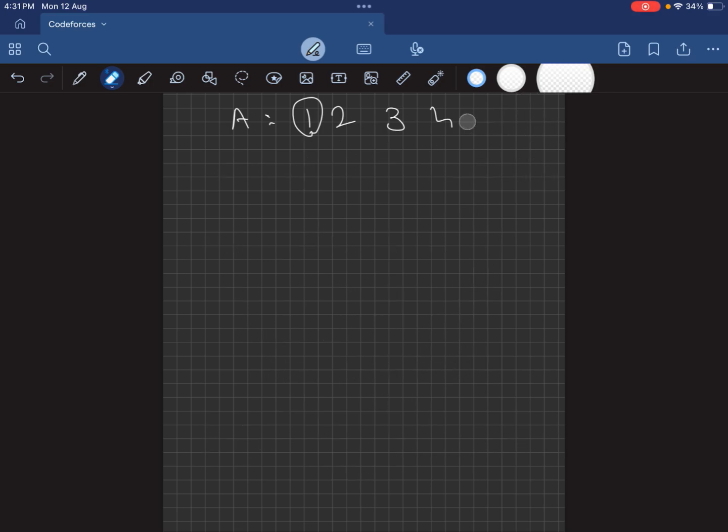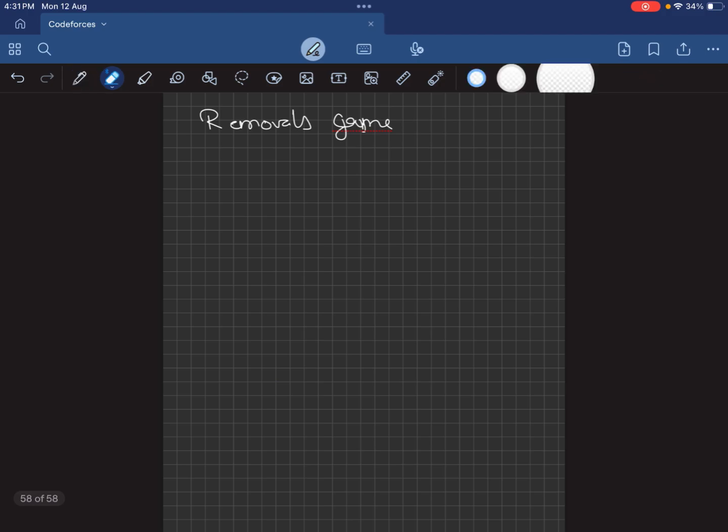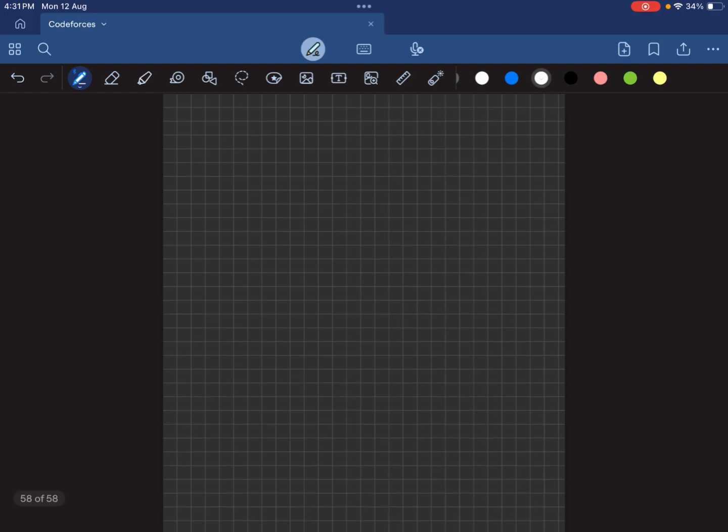So yeah, this was the Removes game, the second question. Moving on to the third question, Black Circles. This was an interesting question.